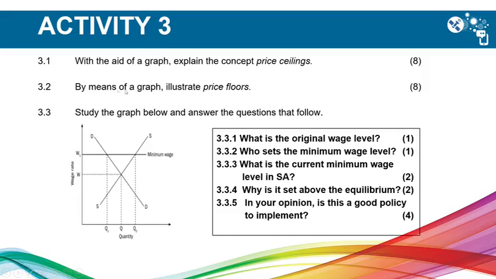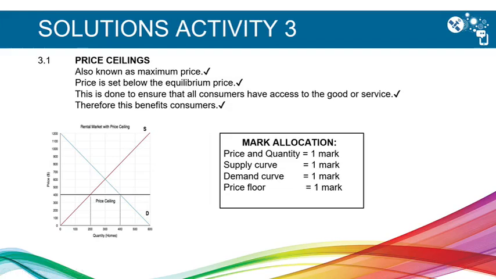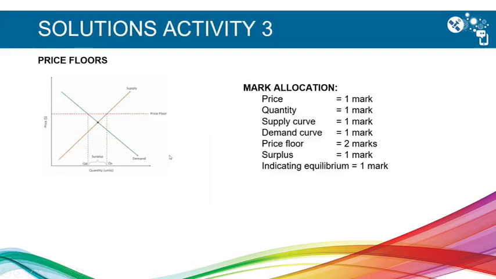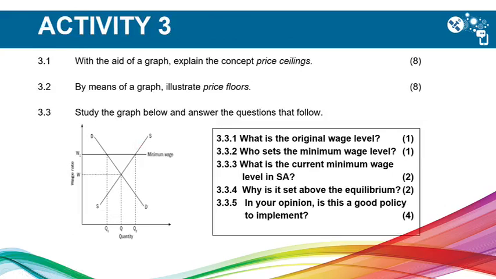Then it says, by means of a graph, illustrate price floors for a full 8 marks. And if we look at that, you just basically have to draw the graph only, right? Just draw the graph, and then once again here, you get 1 mark for price, 1 mark for quantity, 1 for supply, 1 for demand, right? 1 or 2 marks for indicating the price floor, 1 mark for writing that there's a surplus, and another mark for indicating where the equilibrium point is, to get the total of 8 marks.